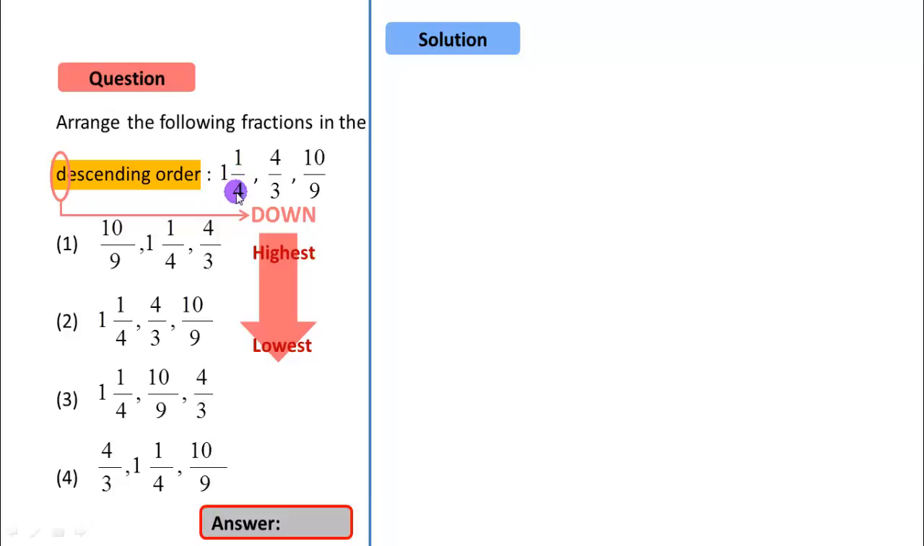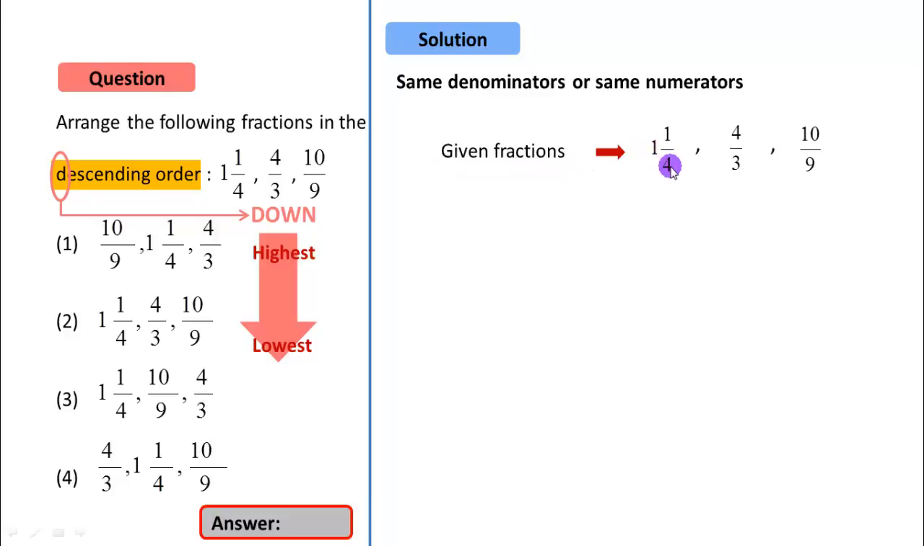When we are given fractions with different numerators and denominators, we have to change them such that we have the same denominators or same numerators. The given fractions are 1 over 4, 4 over 3 and 10 over 9. Our first step would be to convert them into improper fractions. So we convert 1 over 4 to 5 over 4 and the other fractions remain the same.